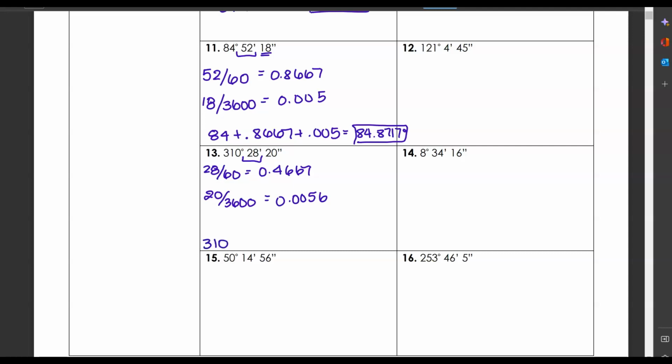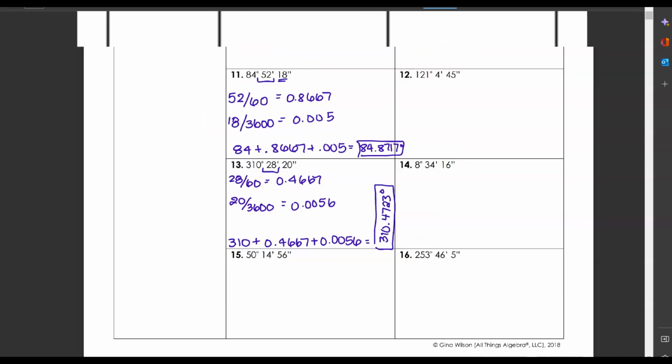So let's go ahead and add these all up. So I get 310 plus 0.4667 plus 0.0056. And this is going to equal, I wrote this too big, so I'm actually going to write it off to the side here. This is going to equal 310.4723 degrees. Sorry for writing that off to the side.